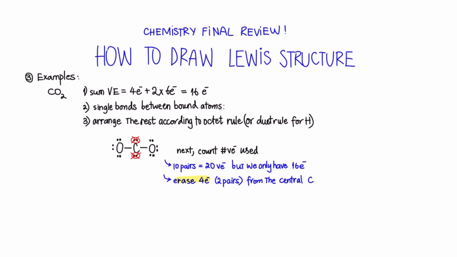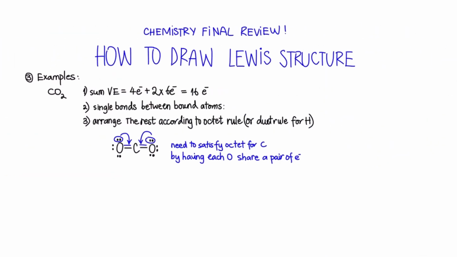We eliminate 4 electrons, or remove 2 pairs, from the center atom, carbon, right here. We remove them from the center carbon because the center atom can have other ways to satisfy the octet rule, such as by having the surrounding atoms share a pair of electrons with it. So that's why we specifically remove valence electrons from the center atom.